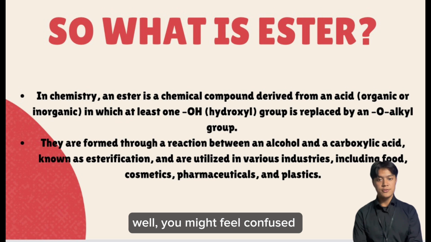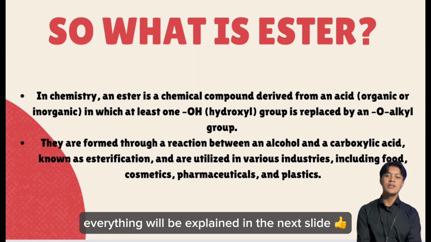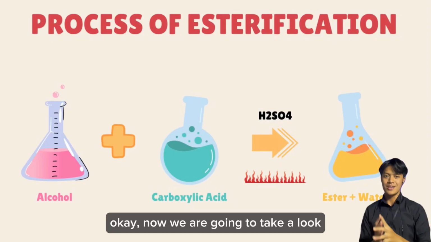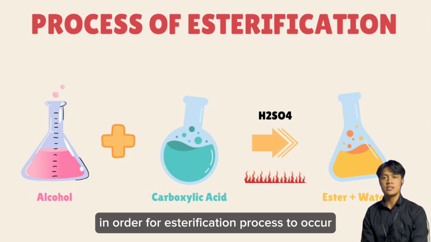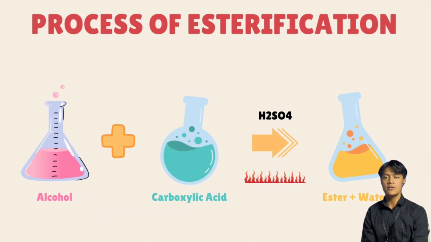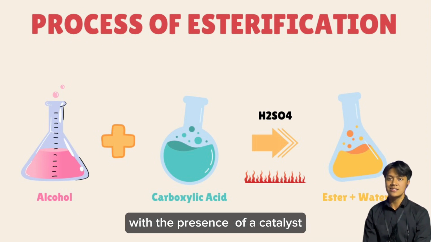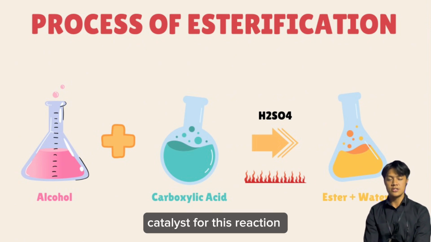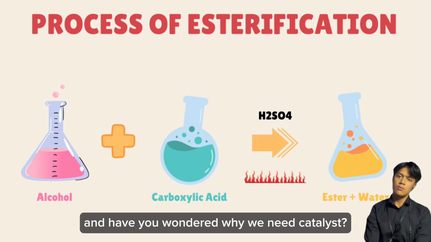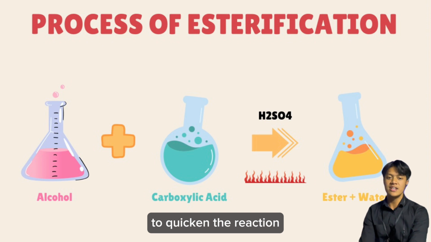While you might feel confused with the information that I just gave you, don't worry, everything will be explained in the next slide. Okay, so now we are going to take a look at the esterification process. In order for the esterification process to occur, of course you need carboxylic acid and alcohol, but the reaction also needs to be accompanied with the presence of a catalyst. Sulfuric acid is the most widely used catalyst for this reaction, and have you wondered why we need a catalyst anyway? The answer is we use it to quicken the reaction.